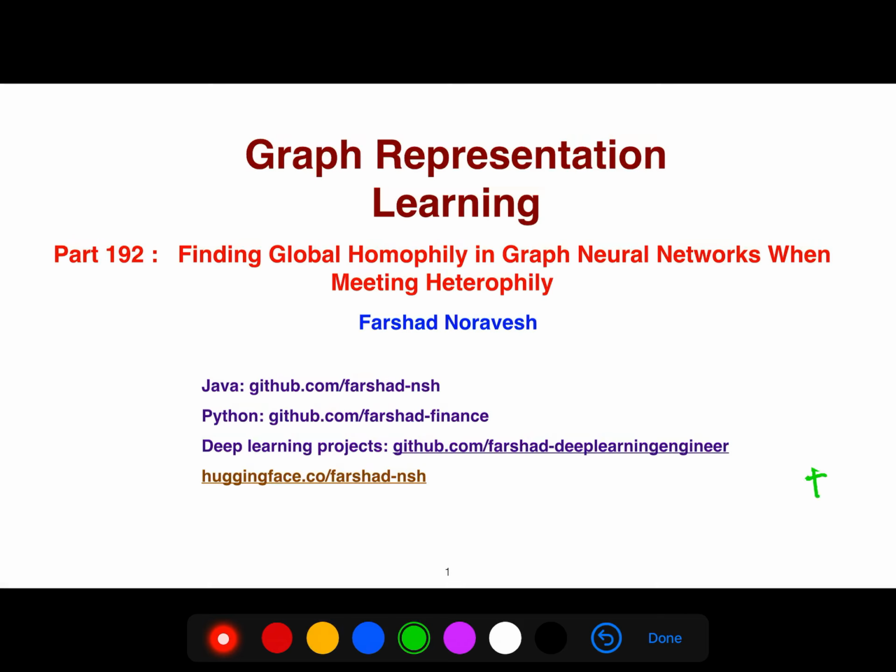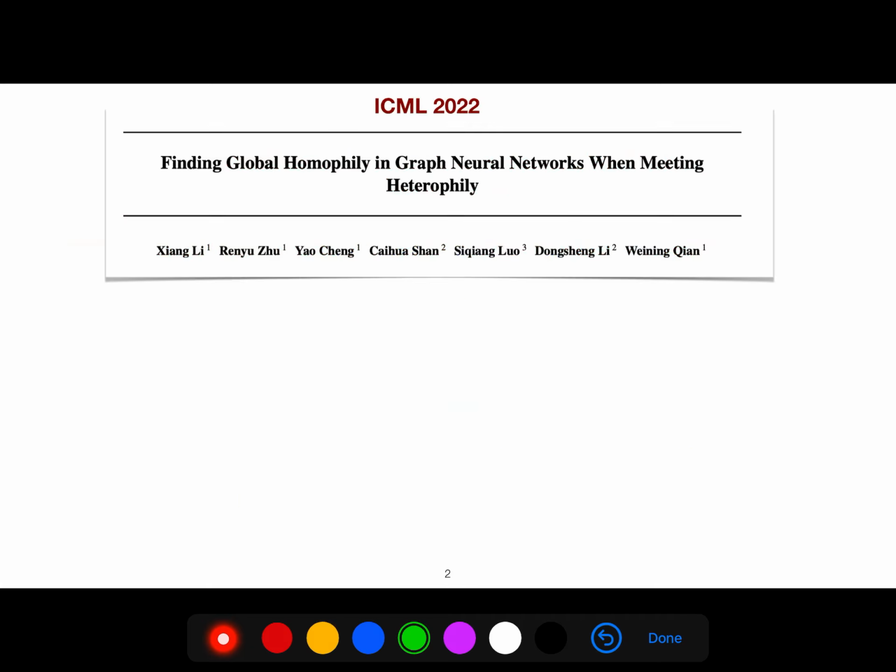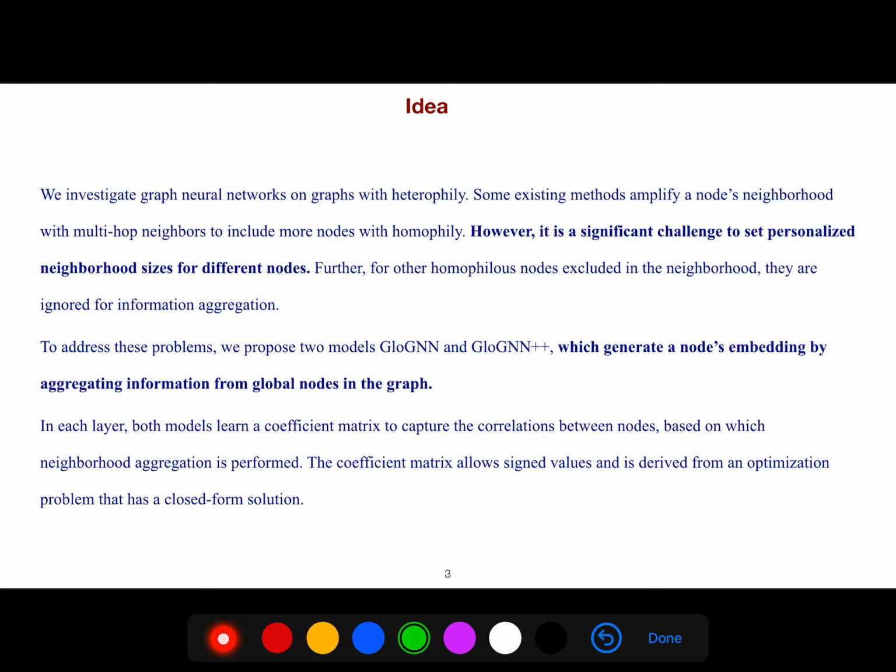Alright, so today I'm gonna be explaining this important paper with the title Finding Global Homophily in Graph Neural Networks When Meeting Heterophily. This is an ICML paper from 2022. We investigate graph neural networks and graphs with heterophily.